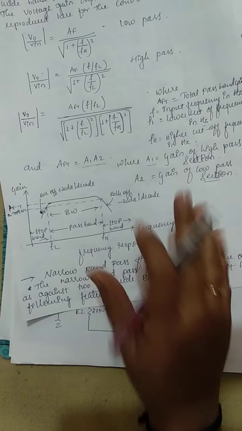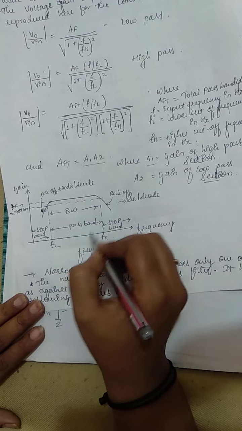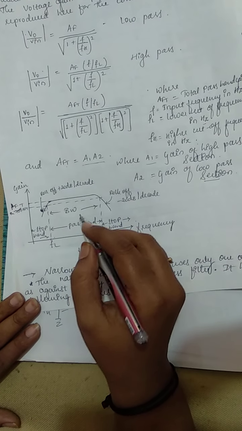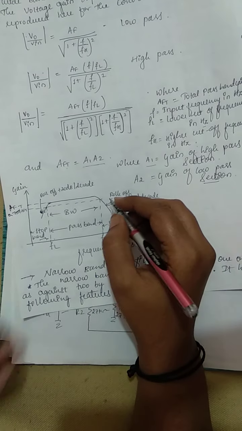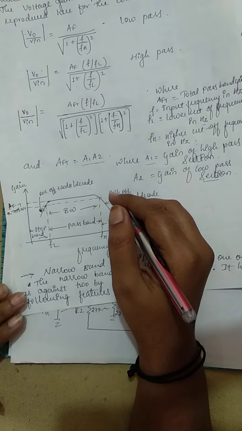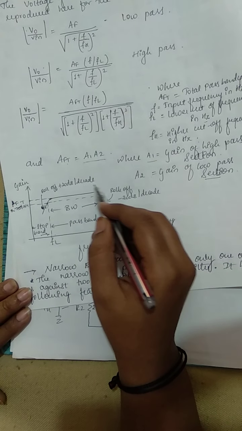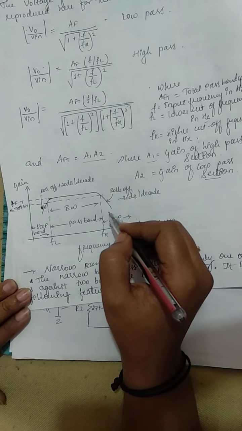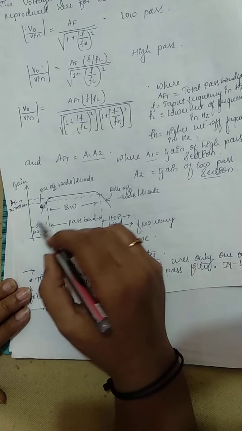So this is the frequency response for the wide band pass filter, where the gain rolls off at plus 20 dB per decade and minus 20 dB per decade in the stop band.